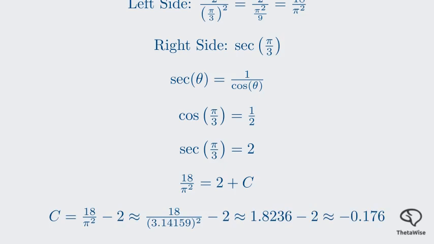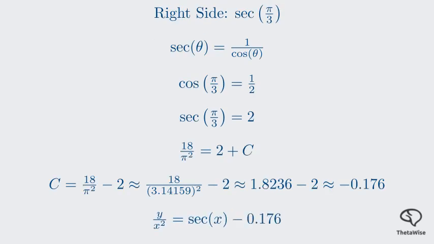Finally, we substitute this value of c back into our general solution to get the particular solution. The particular solution is y over x squared equals secant x minus 0.176. This is the final answer. We have successfully found the specific solution that meets the given condition.